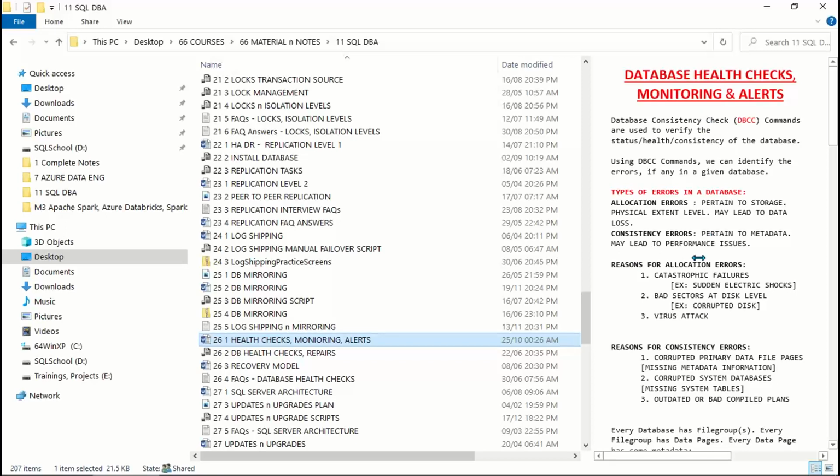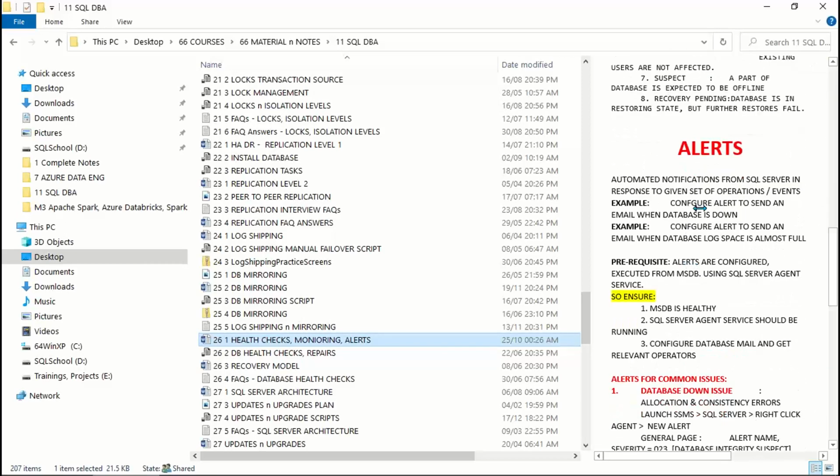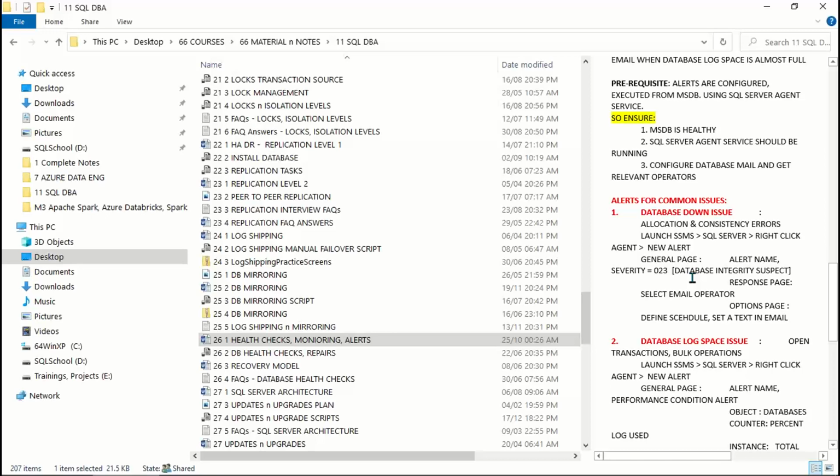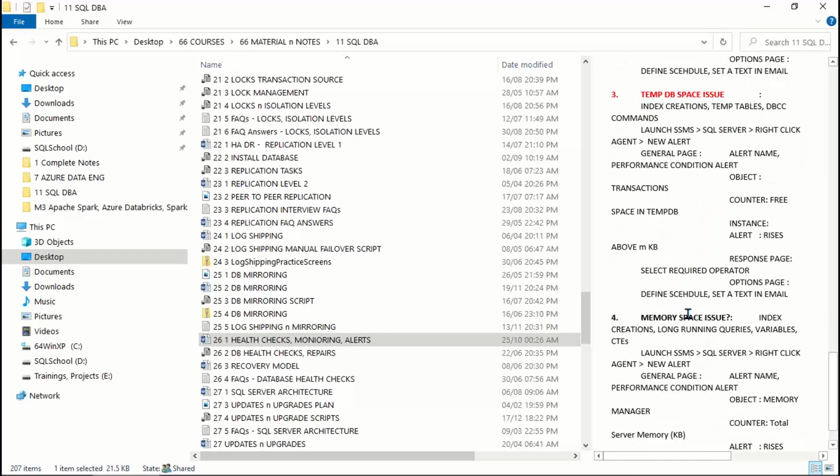We are the database doctor. We need to do health check activities called DBCC. Alerts. Something is down. How do we resolve? Something is slow. How do we resolve? Something is dead. How to make it up and running, live, making it live. Log file issues, temp DB issues, memory issues. We need to learn it carefully.